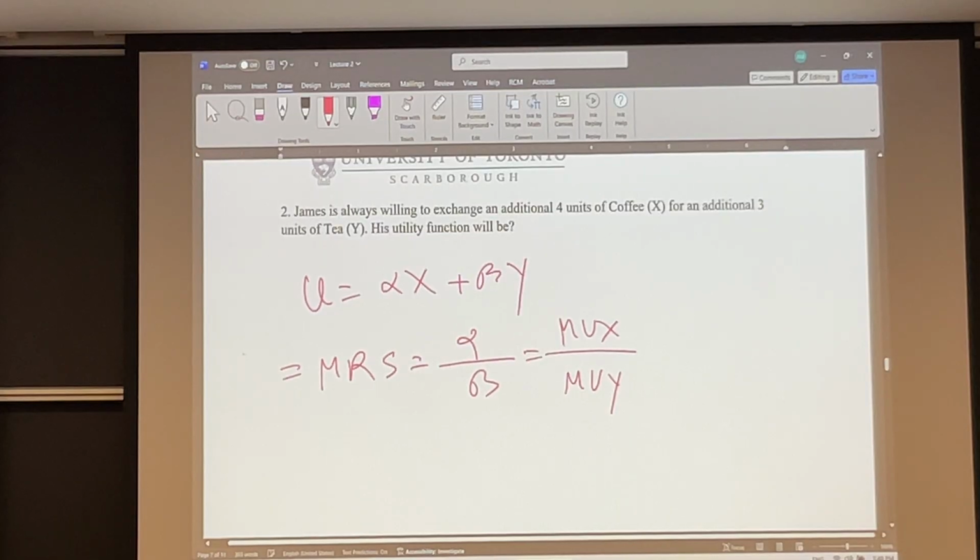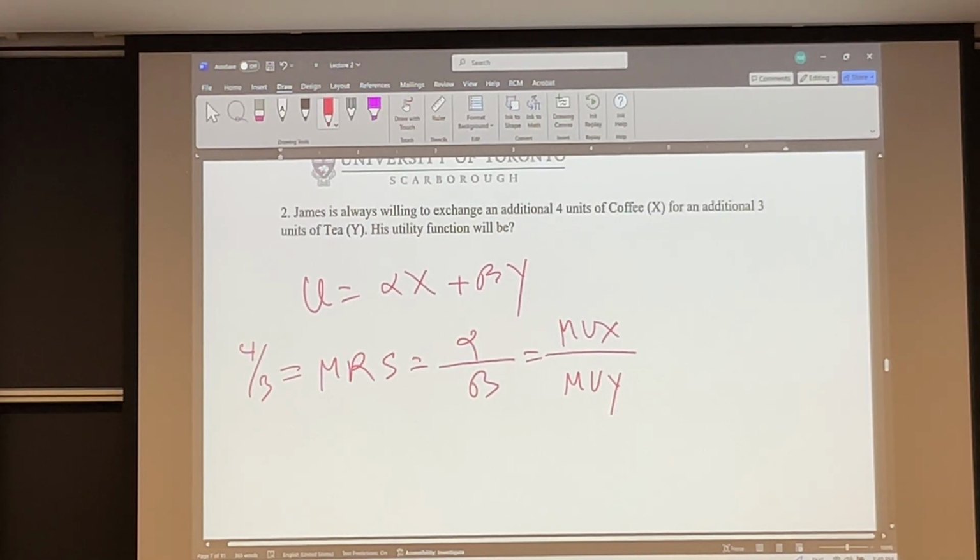That is 4 over 3. If it's 4 over 3, that means you like which one more than the other one? CM or S is this one? You give up 4 for 3. That's what it says. That should be 3. That should be 4. It looks backward, but that's what you give up. You give up 4x for 3y.